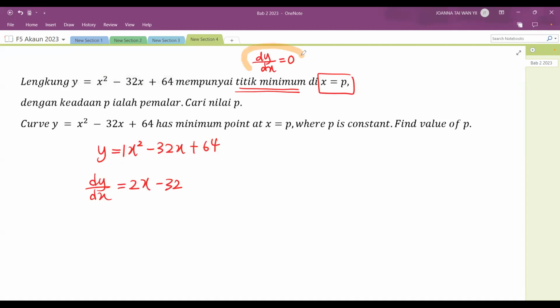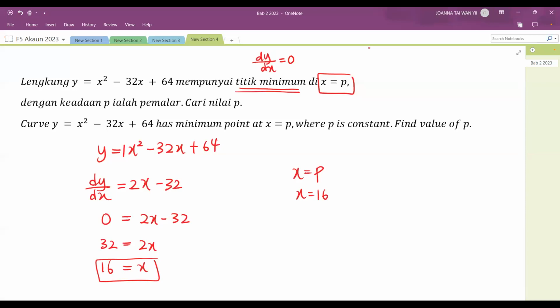So sekarang dy/dx saya adalah kosong pada titik minimum. dy/dx is 0. Can you find the x value? Cuba cari nilai x. 16, correct. Bahagi 2, so 16. So they say x equals p and then I get x is 16. So p is what? So p is 16. Done.